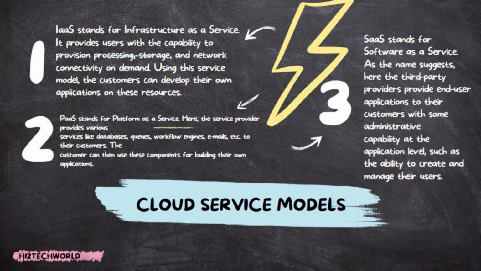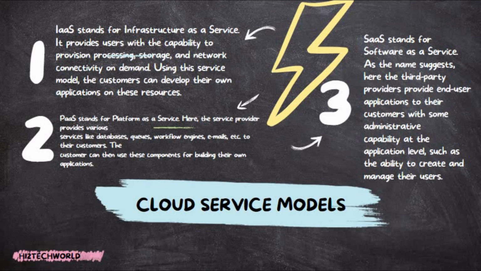Hey guys, so what are the three types of cloud service models? IaaS, PaaS, and SaaS. Infrastructure as a service, platform as a service, and software as a service. Okay, what does infrastructure as a service do? In this model, we provide the user with the capability to provision processing, storage, and network connectivity on demand. Using this service, the customer can develop their own application on these resources.